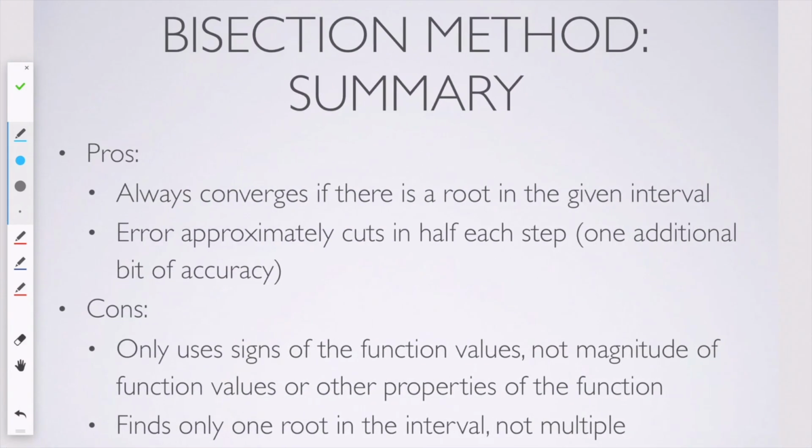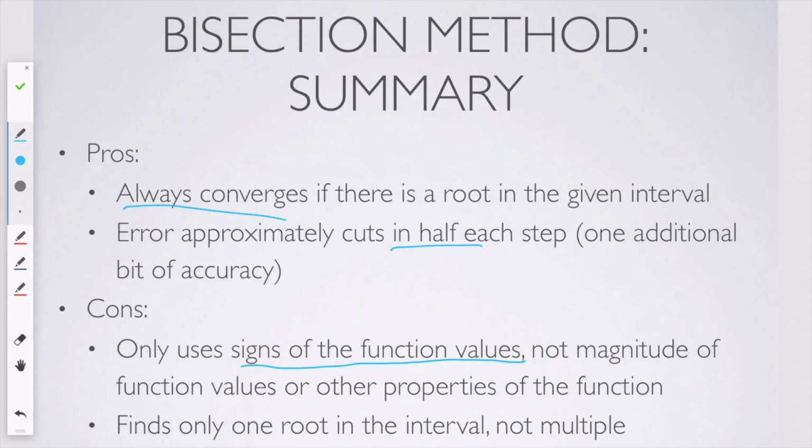To review what you know about the bisection method, if you start with a bracketing interval that has a root inside, you'll always converge using bisection, and the error cuts approximately in half each iteration of the algorithm. What the cons are is that you really ignore a lot of information. You're only using the sign of the function values at the endpoints of your bracketing interval. You're not using the magnitudes of those function values, like are they close to 0 or far from 0.